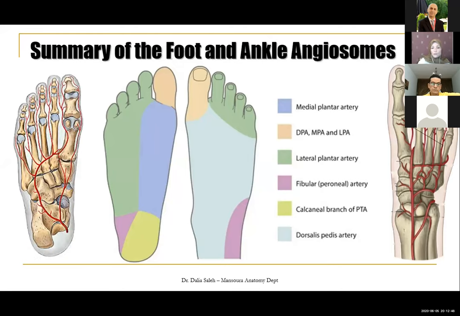So the dorsum of the foot, as we can see here, is supplied by branches from the dorsalis pedis artery, which comes from the anterior tibial artery. The heel region is supplied by calcaneal branches from both the posterior tibial artery and the peroneal artery. The medial third of the sole of the foot is supplied by branches from the medial plantar artery, while the lateral two-thirds of the sole plus the four toes are supplied by branches from the lateral plantar artery. They both come from the posterior tibial artery. Finally, the big toe is supplied by branches from the dorsalis pedis artery and the medial and lateral plantar arteries. This is the end of my presentation.